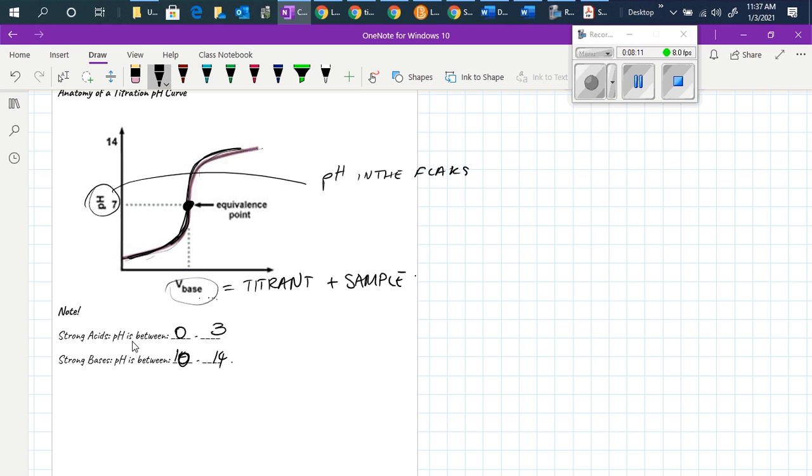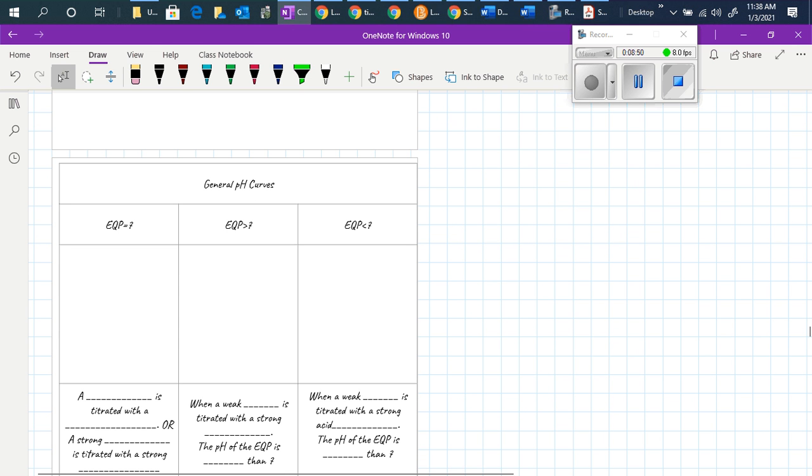Keep in mind what we are doing in the flask: we are adding titrant and sample. So keep this in mind when we are dealing with a strong acid, you have to expect that the pH is 0 to 3, or when we are dealing with a strong base, the pH is between 10 and 14. Now, how do we know that we are dealing with a strong acid? It is in your data booklet, whatever is above hydronium. Now when the equivalence point is exactly 7, the anatomy of the pH curve will be something like this. This is the volume of titrant.